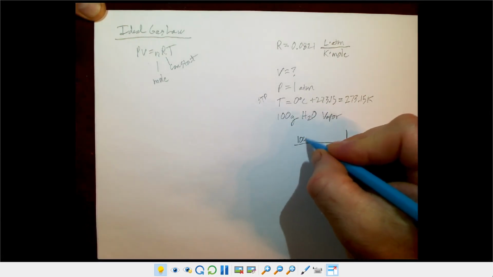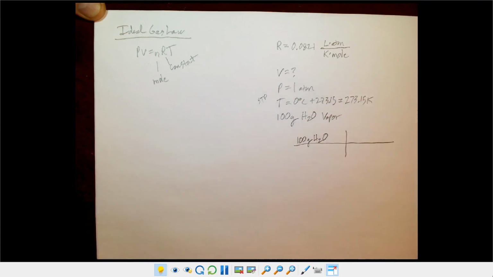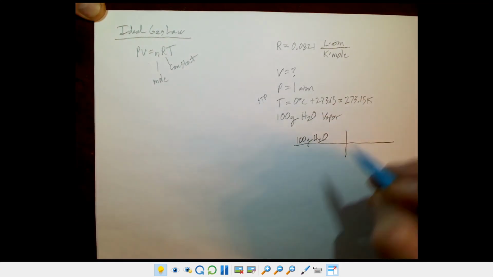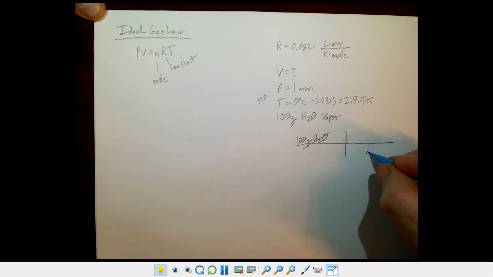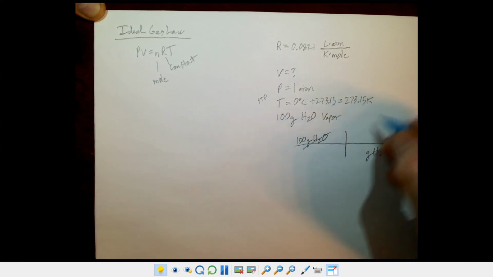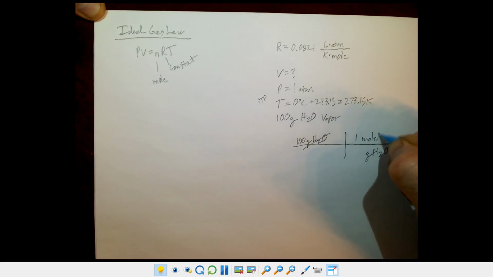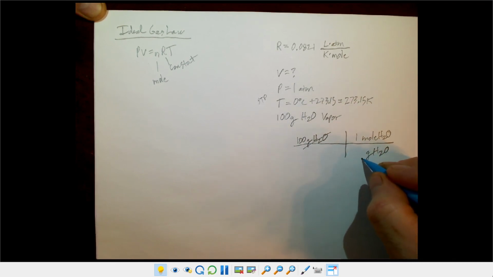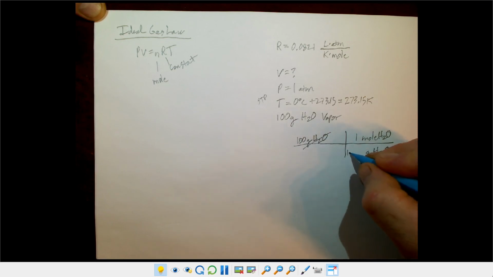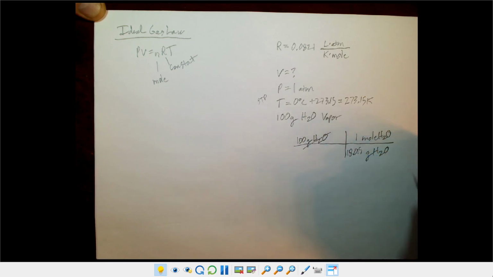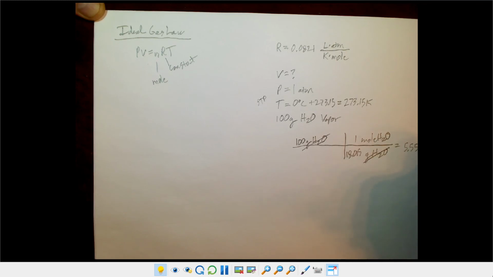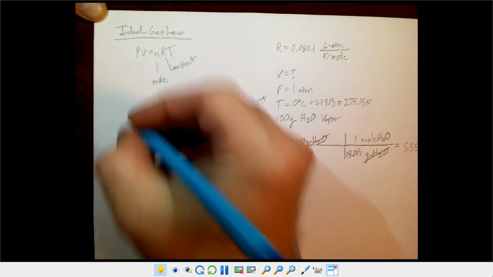Start with 100 grams of water. If you need your mole mat, you can grab it, or just know that grams of water is going to go down here. And then what would be up top would be 1 mole of water. So you need the atomic mass for water. That's 18.015 grams. And that will convert it into moles for you. If you do that math, you're going to end up with 5.55 moles of water vapor. So we're going to use that in our equation.